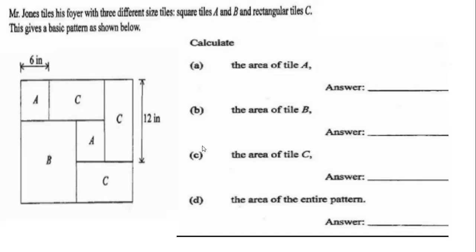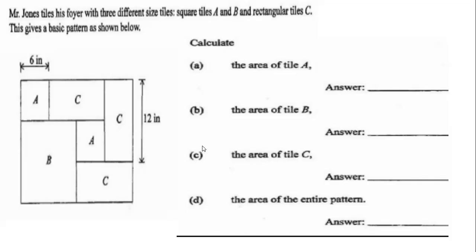Can you read the problem for me, please? Yes, sir. Mr. Jones tiled his foyer with three different size square tiles, A and B, and a rectangular tile C. This gives a basic pattern as shown below.